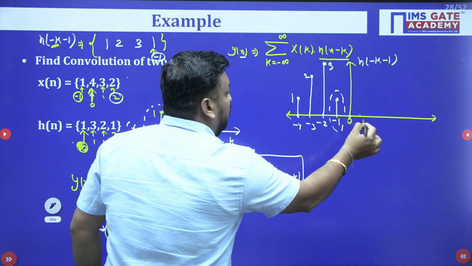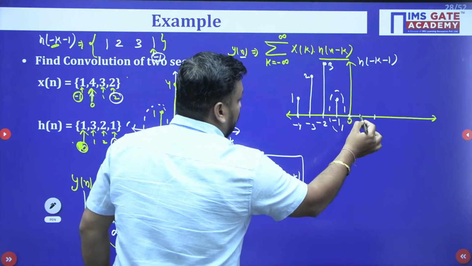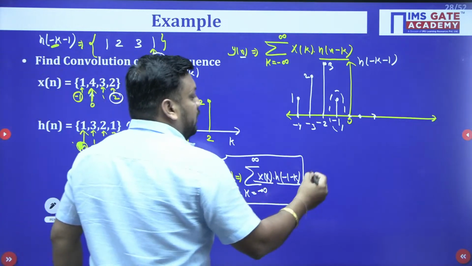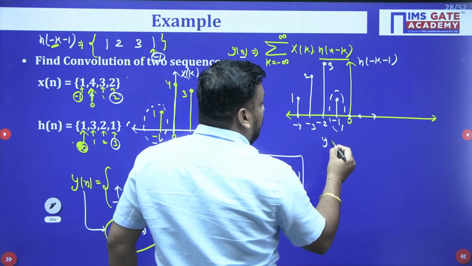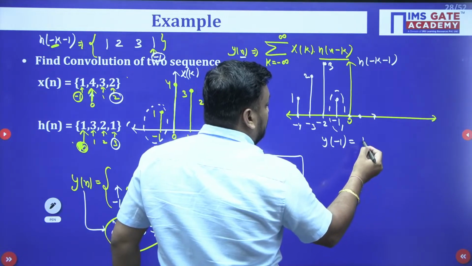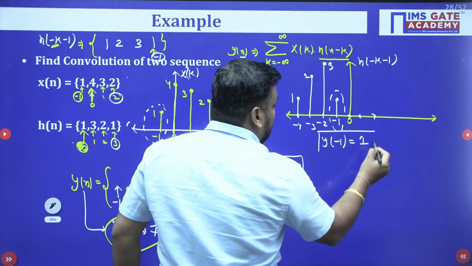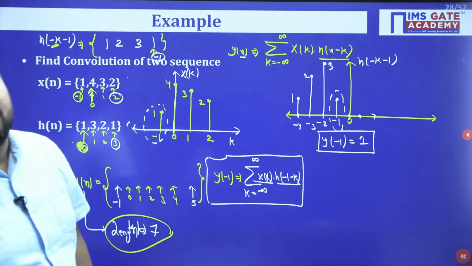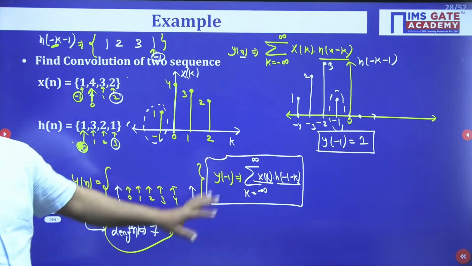After that 0, 1, 2. So 0, 1, 2, 0, 0, 0. 0 into something is 0 only. So 1 into 1 is 1. It means the first value I already got: y[-1] is nothing but 1 only. So this is how we graphically achieve the convolution. This is the conventional approach.